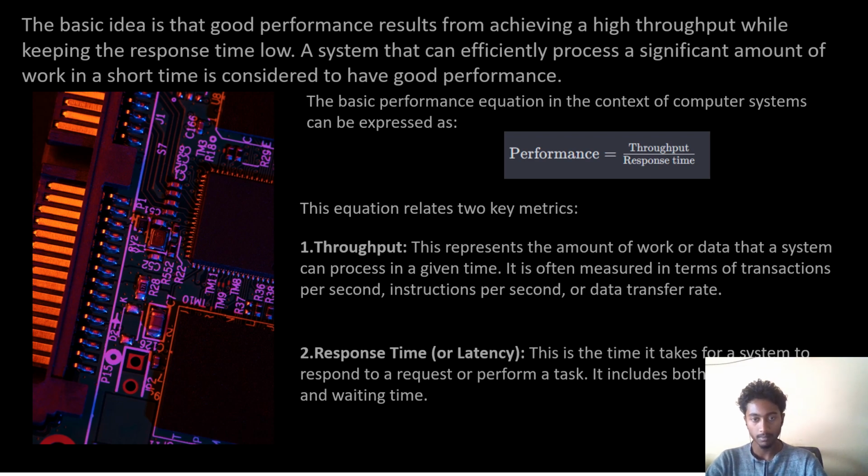The second one is response time or latency. This is the time it takes for a system to respond to a request or perform a task. It includes both processing time and waiting time.